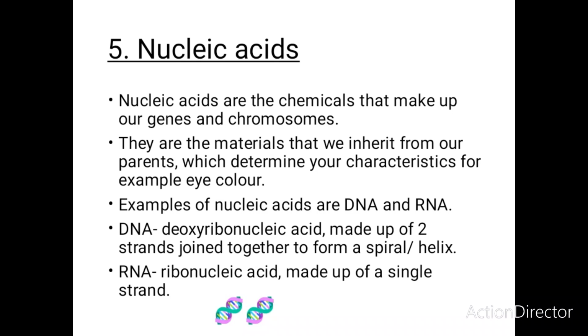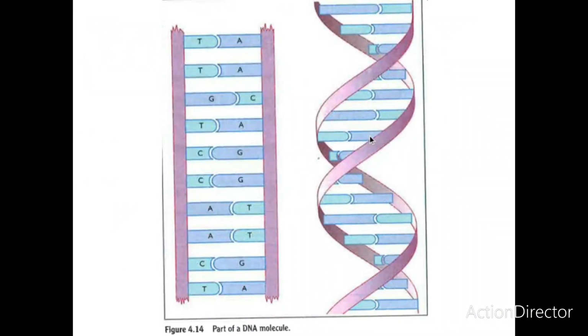DNA stands for deoxyribonucleic acid, and RNA stands for ribonucleic acid. So DNA is made up of two strands that are joined together to form a spiral, and RNA is just a single strand. In this diagram, we can see part of a DNA molecule, which is made up of two strands. So this is one strand and this is the other strand, and they are joined together, and these strands form a spiral.